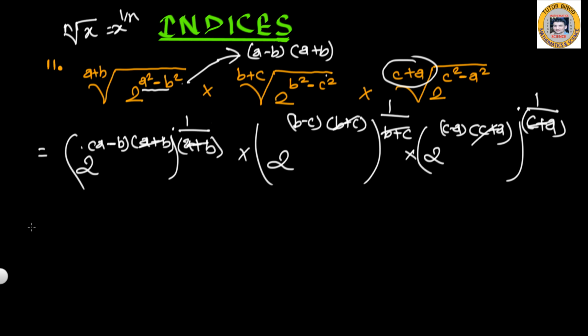Let me write the remaining term as it is. So I would be having 2 to the power a minus b, times, here we would be having 2 to the power b minus c. Similarly, on the last one we would be having 2 to the power c minus a.